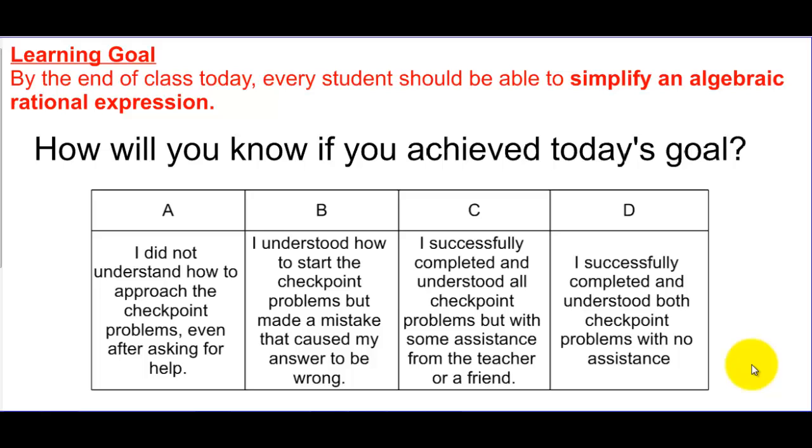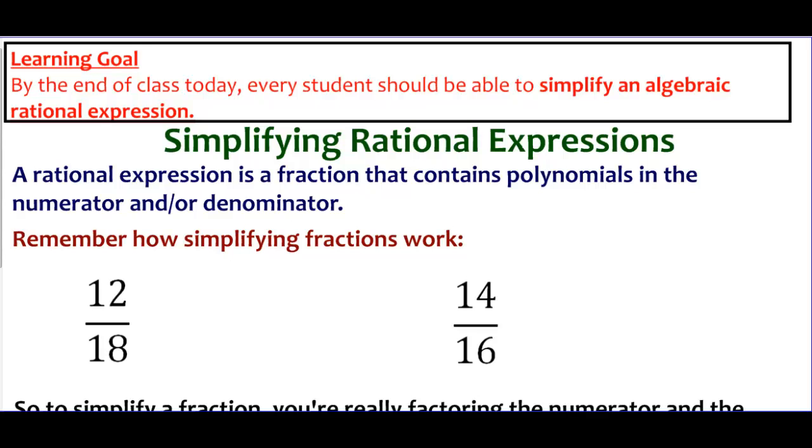Okay, so we'll take a look at the content, and then when you do the checkpoint problems, you're trying to get there. Okay, so here is the first statement. A rational expression is a fraction that contains polynomials in the numerator or the denominator or both. So we're going to forget about polynomials for a second and say, how does this work when we're dealing with just regular fractions? Instead of polynomial fractions, we're going to deal with just regular old numbers.